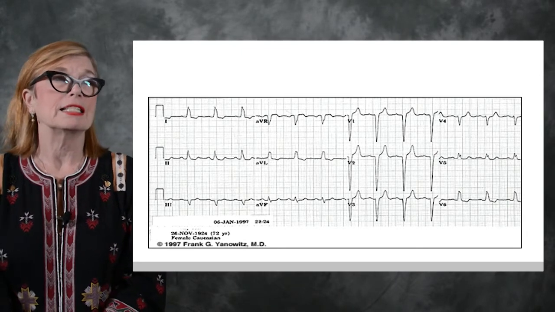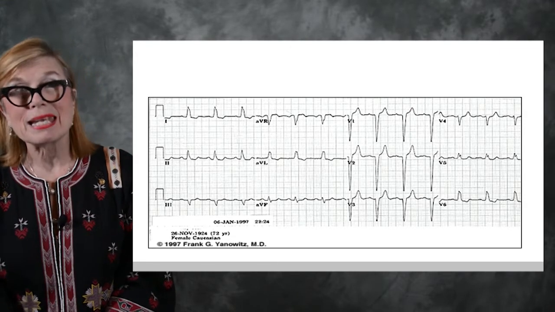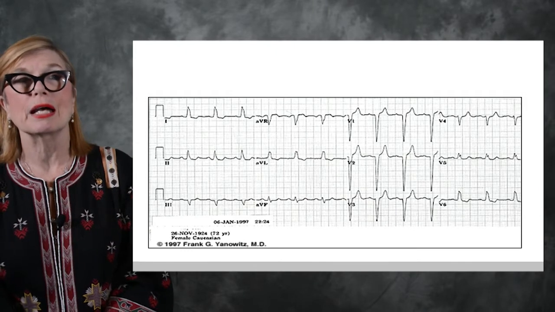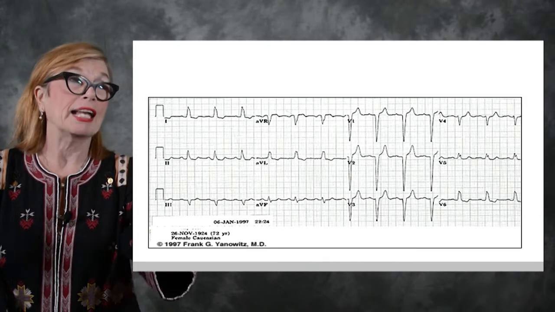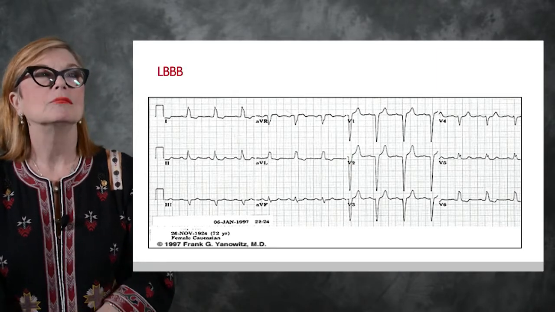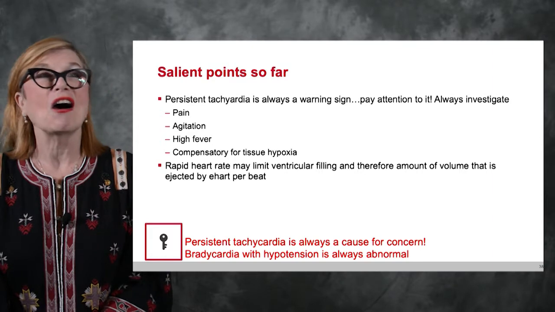It's inverted in V6. Now here's the thing on this one, you might not meet that 0.12 criteria. You're at 0.10 or a little greater. We would call this an incomplete bundle branch block. Okay. All right, so there are salient points thus far.